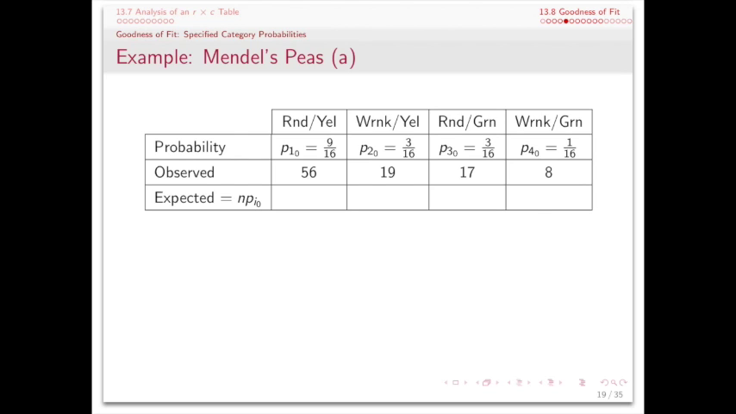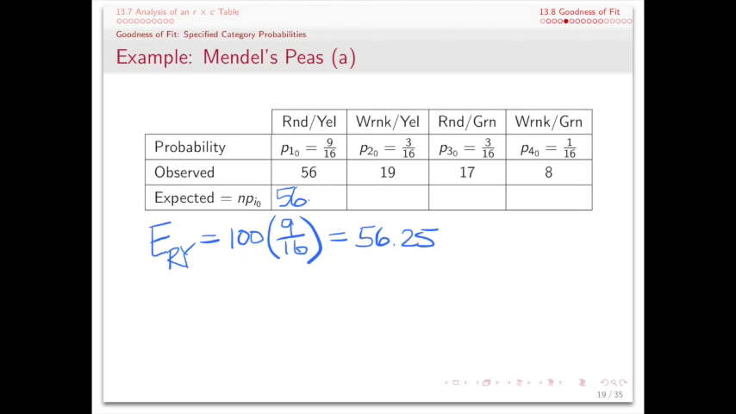So then the next thing that we want to do is compute expected values. Remember, our expected value should be the number of observations times the associated probability for a given category. So if we want the expected value that we have a round yellow pea, then we're going to take the 100 peas in our sample and multiply by 9/16. If we do that, we get 56.25. So that number goes in the expected slot for round and yellow peas.